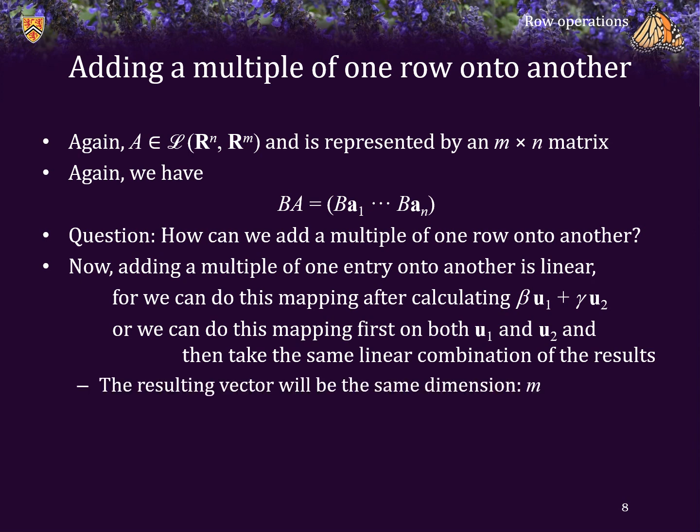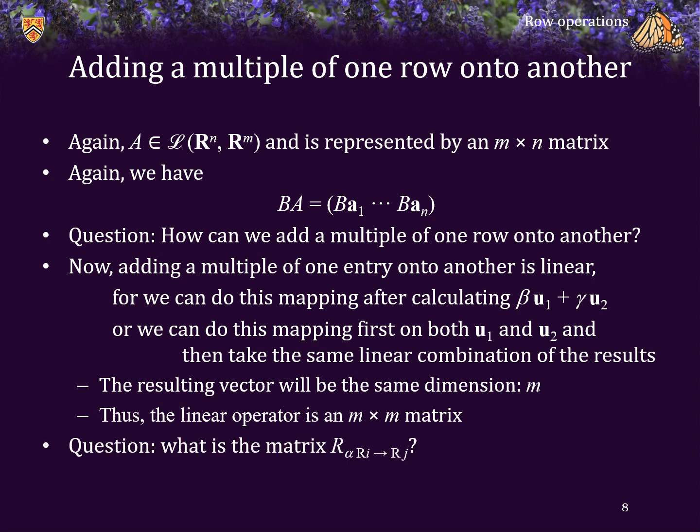Also, the resulting vector must still be m-dimensional, and so therefore this operation must be representable by an m by m matrix, so a linear operator. So the question is, what is the matrix that adds alpha times row i onto row j?